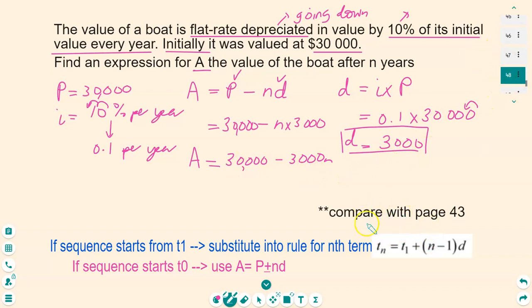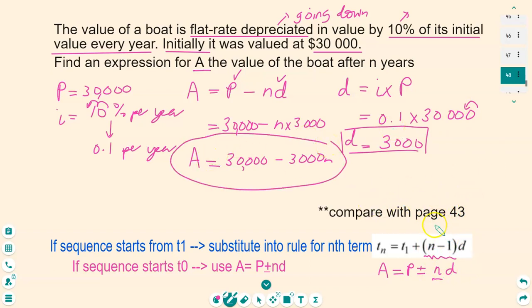Okay. Now, I've written a little note here. Compare with page 43. Let's have a look. If the sequence starts from T1, we substitute into this. Remember that rule for arithmetic sequences? This one, the rule for the nth term that has the n take 1 in it. Whereas if the sequence starts from T0, we use this formula, P plus or minus ND. So the only difference is this n and n take 1.